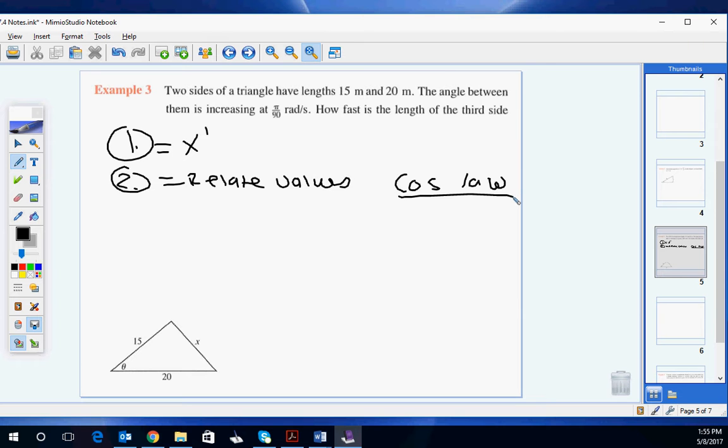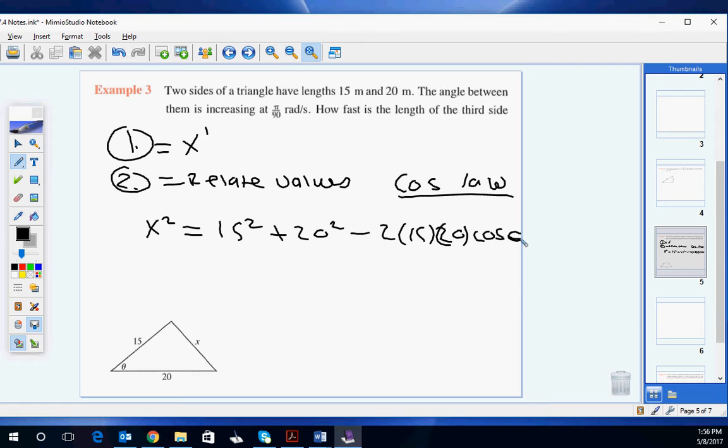So cos law would be x squared, because that's what I'm trying to find, equals 15 squared plus 20 squared minus 2 times 15 times 20 cos of theta. That's cos law, the formula when you're trying to find a missing side. Yeah, cosine theta. Remember, it's cosine of the angle, and the angle we don't know. So it's theta.